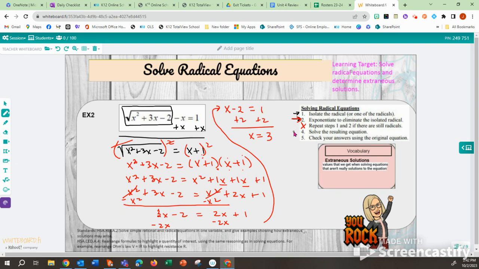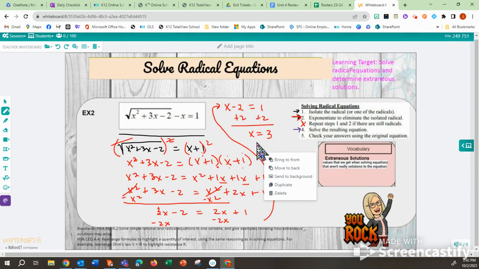So let's change to another color. Again, I'm going to erase a little bit of this so we can see the original problem. I want to know if 3 is a solution, so I'm going to plug 3 in for every single x that I see. This is my check step. So it's going to be the square root of, I'm going to do a little bit over here because I think I'm going to run out of room, 3 squared plus 3 times 3 minus 2. So that's going to be 9 plus 9 minus 2. So that's going to be 16 under that square root.